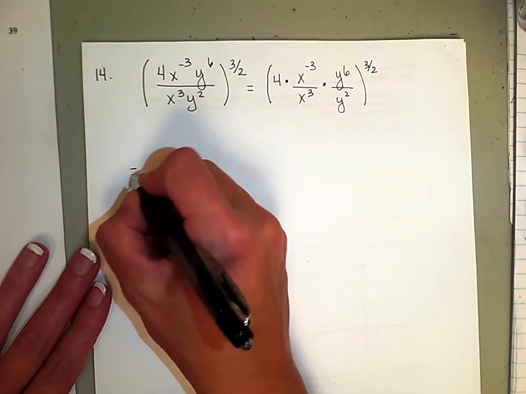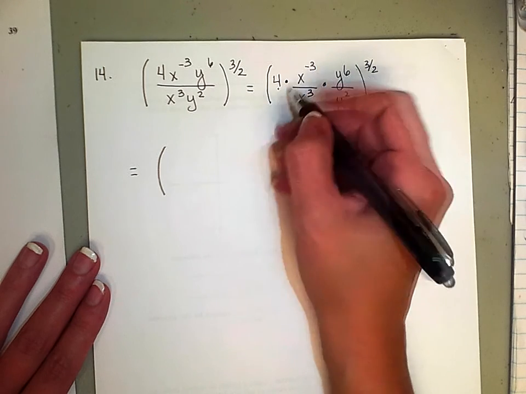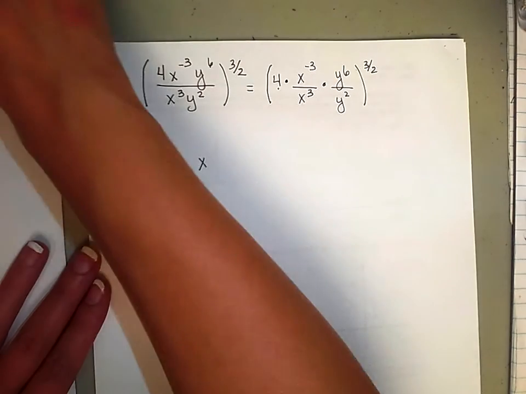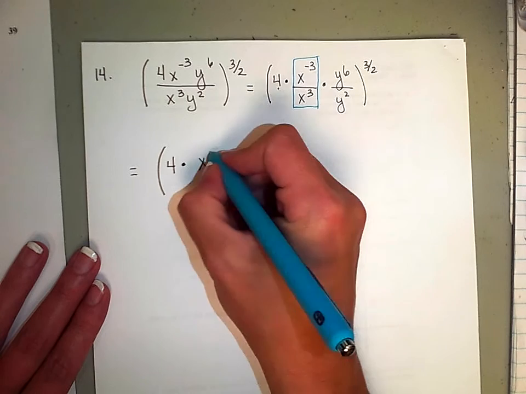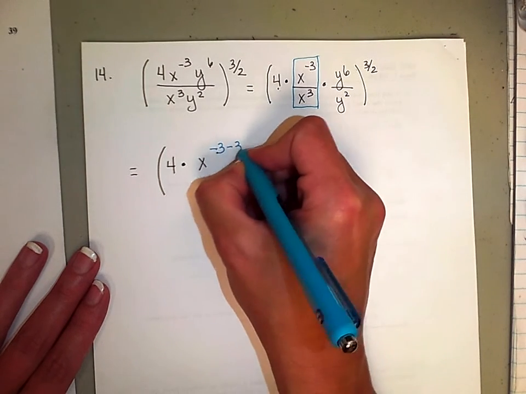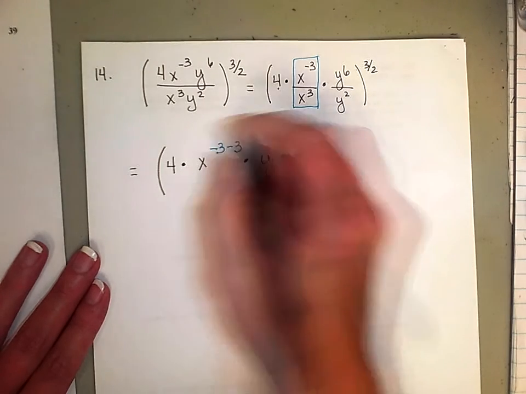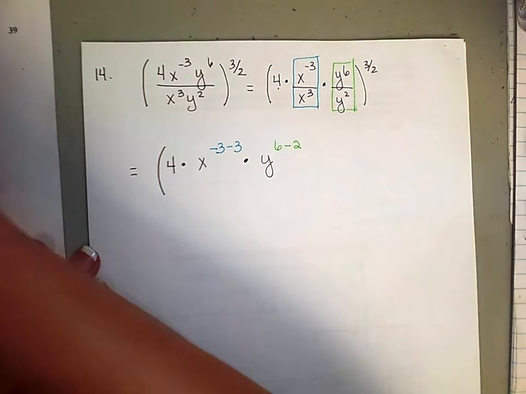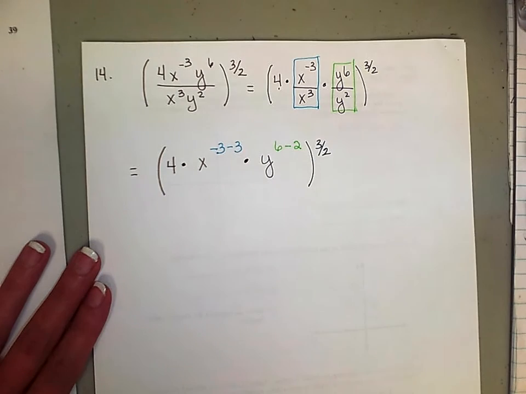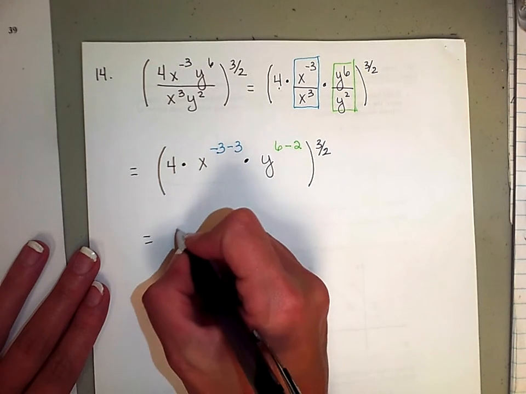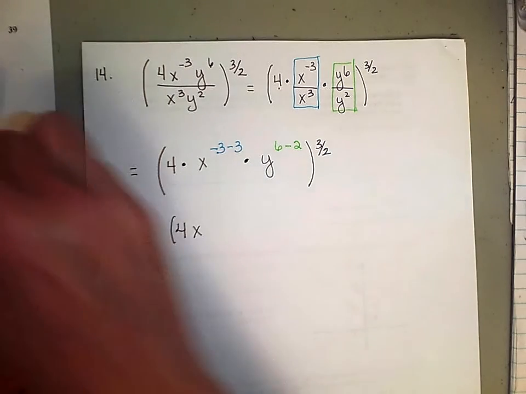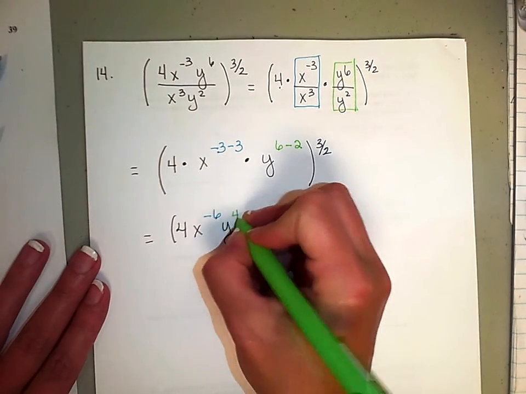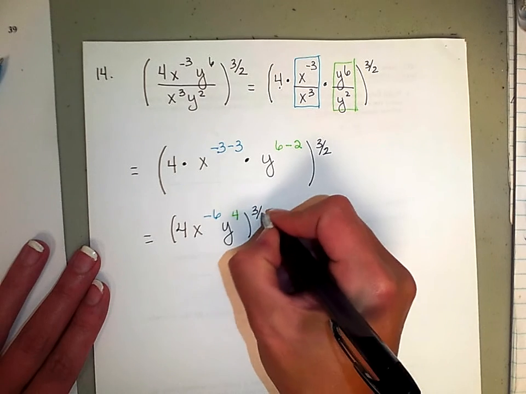Now, let's simplify. There's nothing to do with the 4. There is no other thing to cancel, so it's 4 times, now here we're dividing with like bases, so we'll subtract the exponents. Negative 3 minus 3. And here, again, we're dividing with like bases, so let's subtract these exponents. So this becomes 4 times x to the negative 6, y to the positive 4, all raised to the 3/2 power.